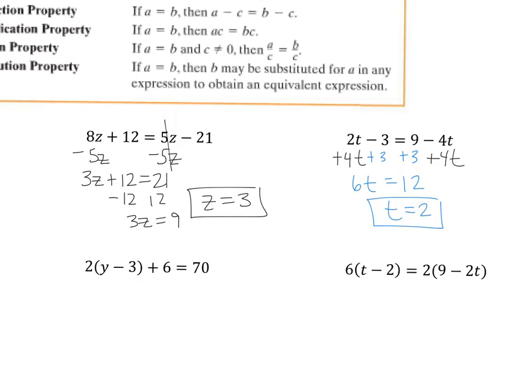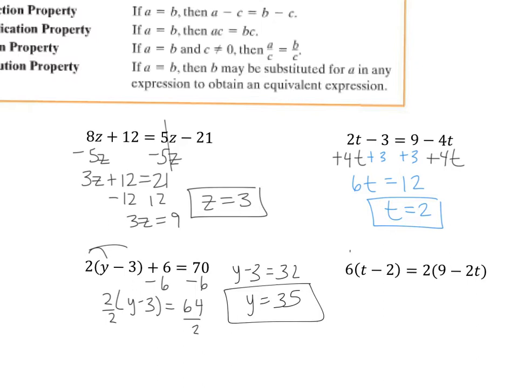In the next example, I'm just going to add a little bit by doing the distributive property. You don't have to do the distributive property on this one. You could subtract 6. I'll show you. I'm going to subtract 6. So I have 2 times y minus 3 equals 64. And then divide both sides by 2. So then you have y minus 3 equals 32. And then add 3 to both sides, so y equals 35.